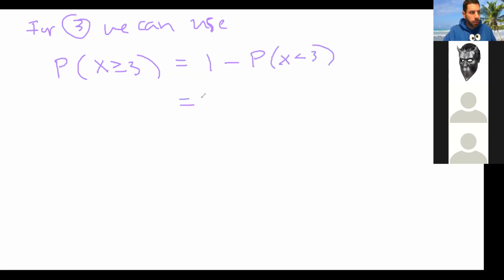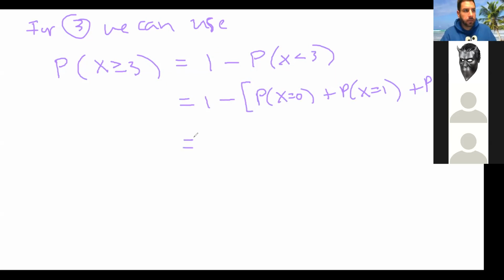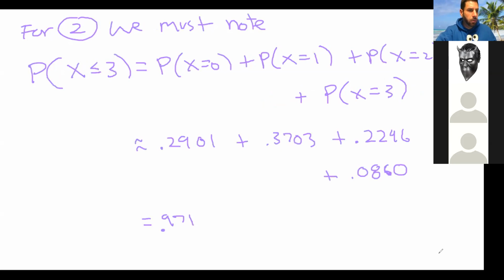And so this would be 1 minus, what's less than 3? Well, there's 3 things. That would be the probability that X is equal to 0 plus the probability that X is equal to 1. And then the only other number that's less than 3 is the probability that X is equal to 2. Now, we computed those 3 numbers already. If you look at the previous page, we have them. So if I jump back for a second, you're 0.2901, that guy.